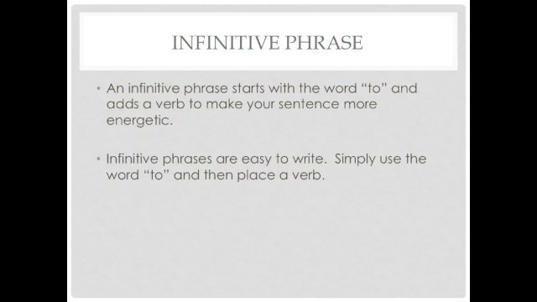Another way to vary your sentence structure is to include infinitive phrases in your writing. An infinitive phrase starts with the word to and adds a verb to make your sentence more energetic. Infinitive phrases are pretty easy. All you do is write to and then place a verb.